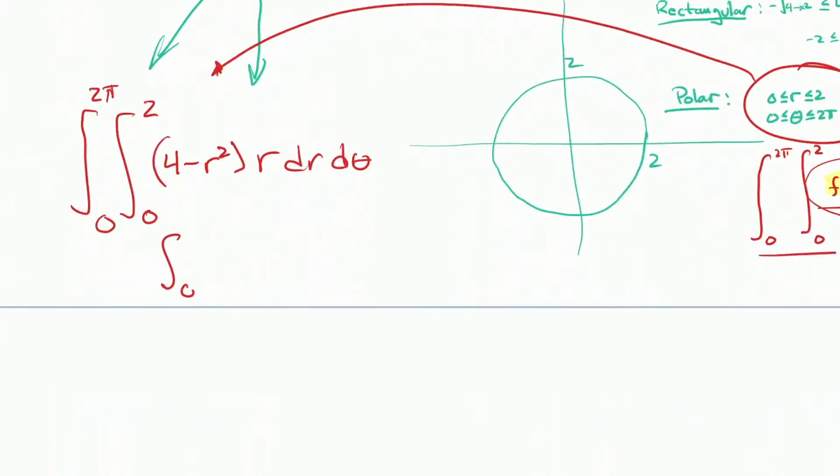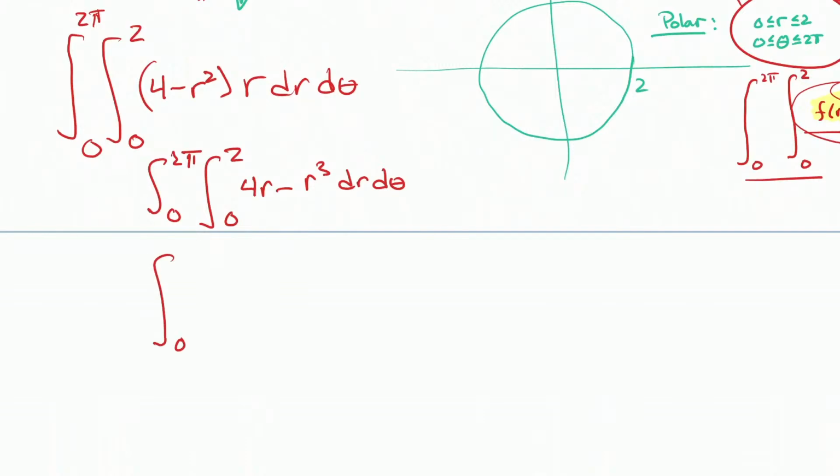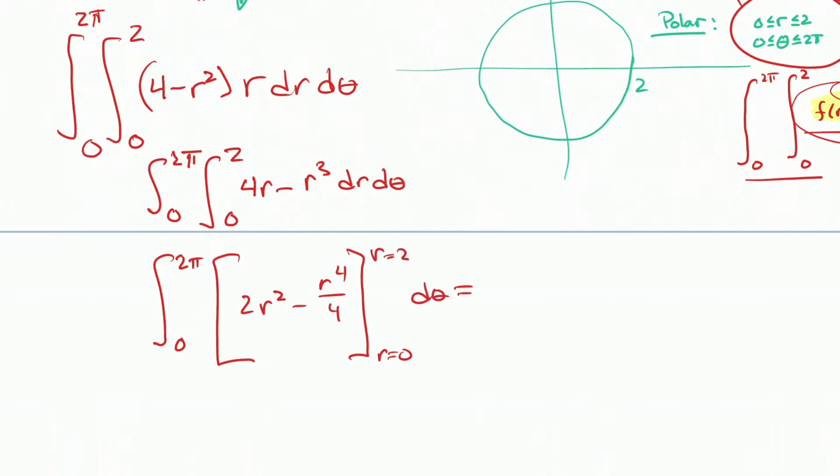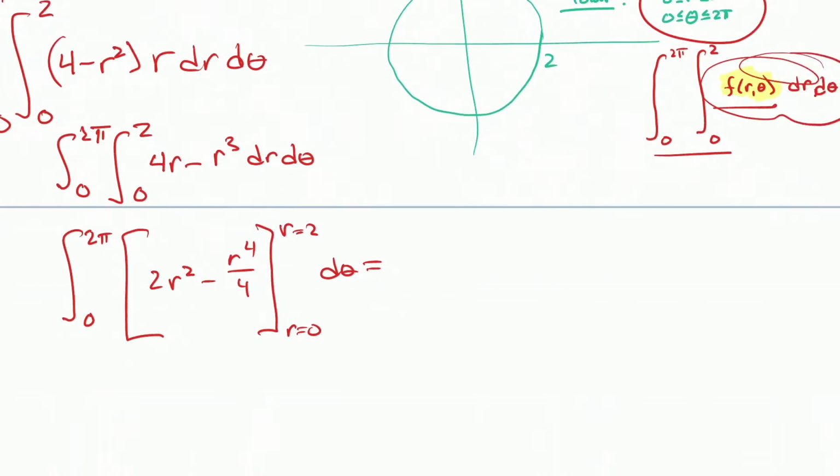It's going to take just a few seconds. In fact, I might even be able to get it in before Joshua has to go and shred. r cubed dr d theta. So this is going to be the integral from 0 to 2 pi of 2r squared minus r to the 4th over 4, evaluated from r equals 0 to r equals 2. Then we'll plug in the limits. So what's that? 8 minus 4 is 4. Okay, so this is going to be the integral from 0 to 2 pi of 4 d theta.